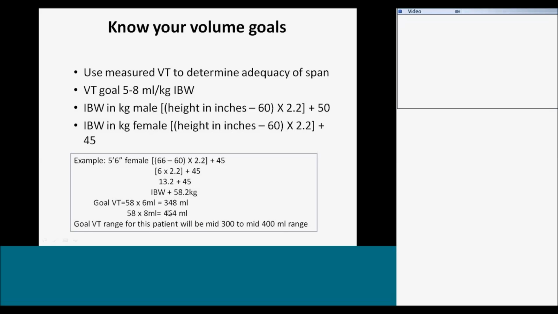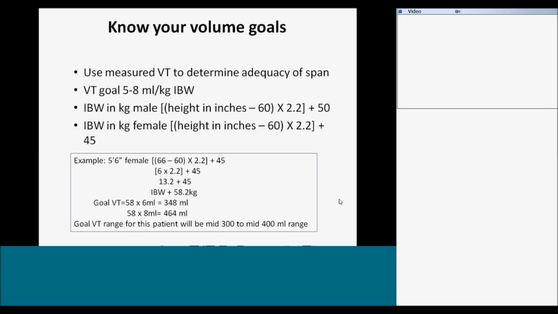So probably about 300 to 450, 460 is the range that you want to achieve, or goal range for this patient, mid-300s to mid-400s. And that's the ballpark that you want to be measuring for your tidal volumes the majority of the time. Again, it's not controlling volume exactly. It's controlling volume by, if you alter the pressure differential, you get more volume exchange.